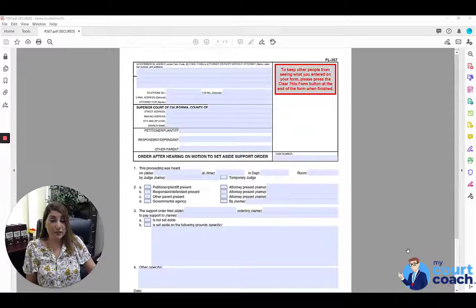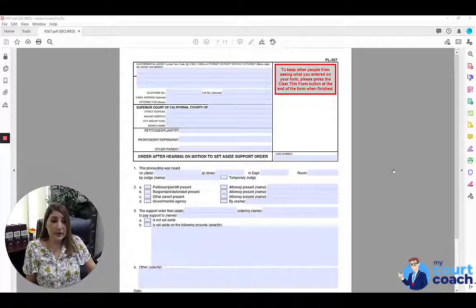I'm Sarah and I'll be your instructor as we talk about the order after hearing on motion to set aside support order, also known as the FL-367. So you've had your set aside hearing. Now what? Under California Rule of Court 5.125, the court will typically order one of the parties to prepare the order after hearing that memorializes the orders that the court made at the hearing. This needs to be done within 10 calendar days of the hearing.